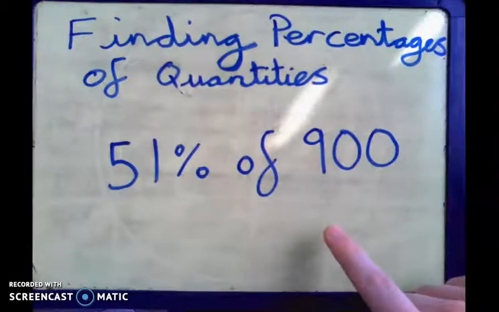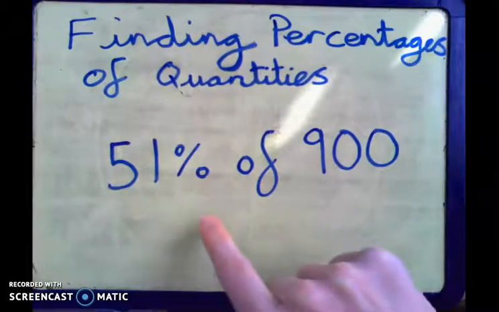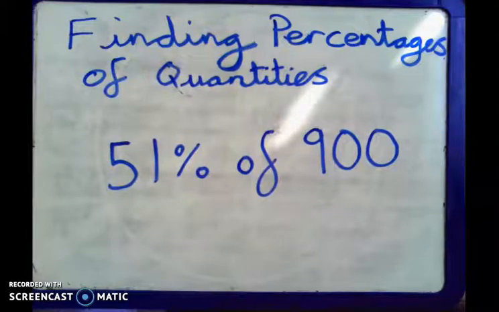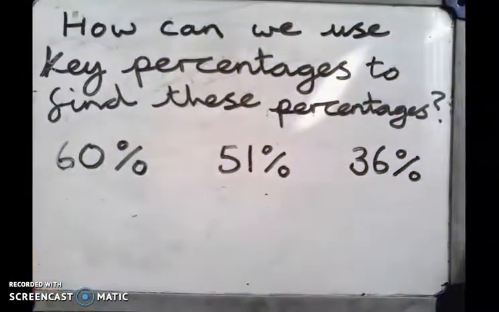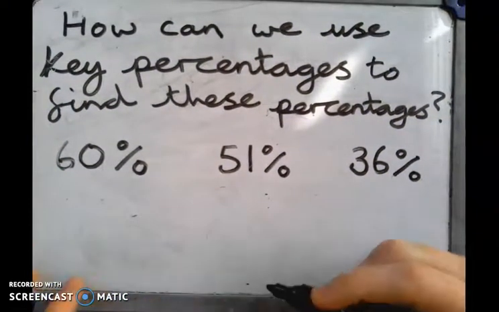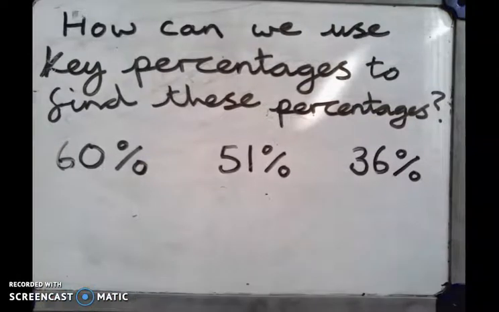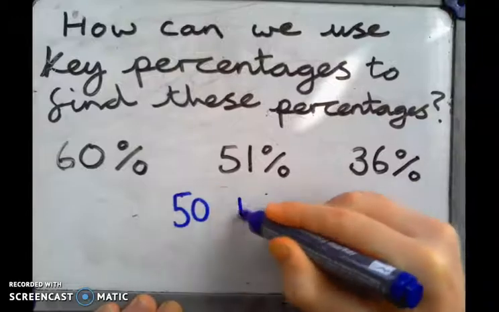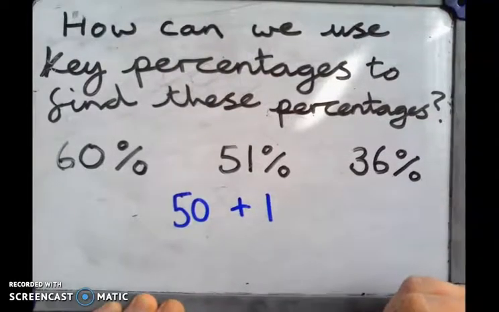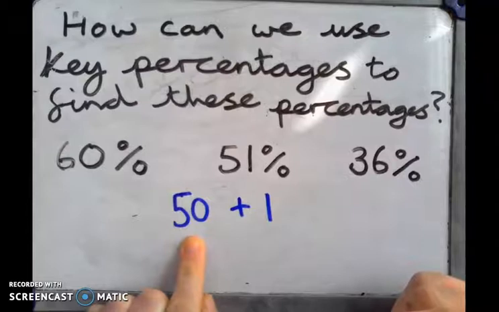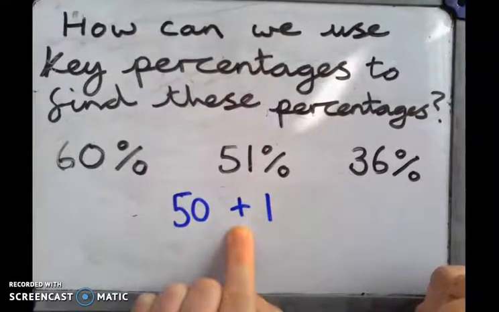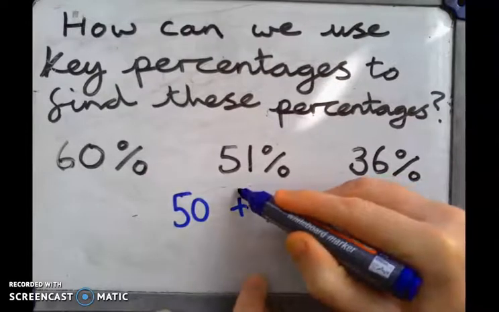This calculation is asking us to find 51% of 900. How can we use our key percentages to find 51%? Well, when we think about the number 51, we know that 51 is made up of 50 and 1. If we find 50% of a number and 1% of a number and add them together, we will have found 51% of a number.